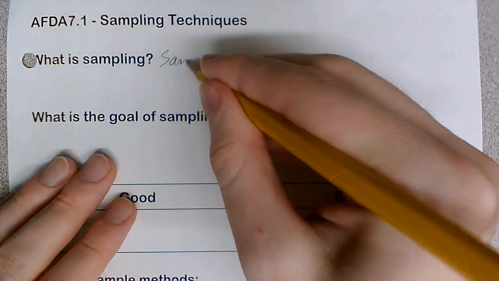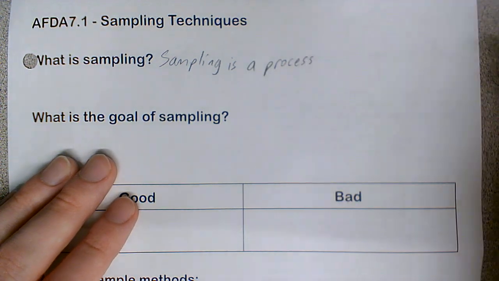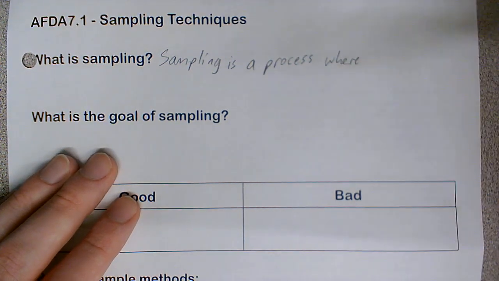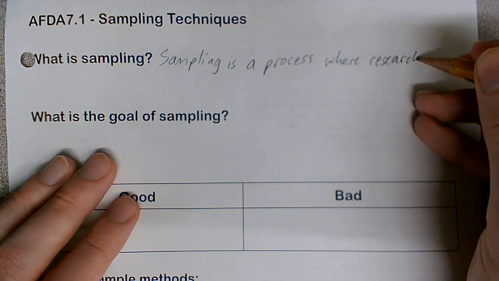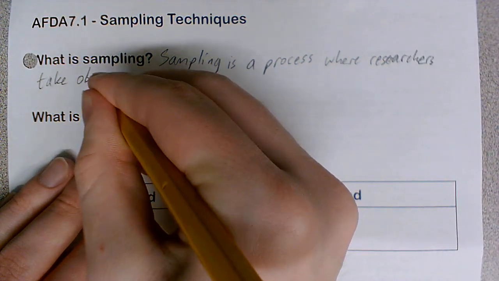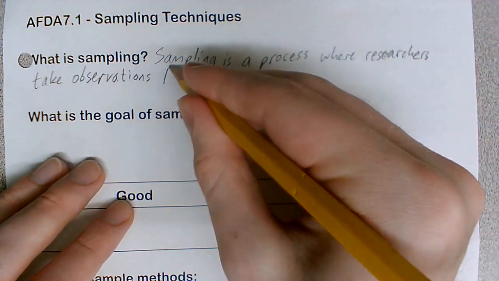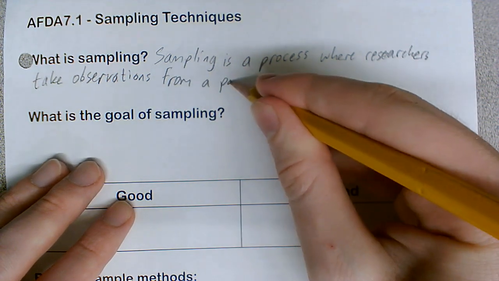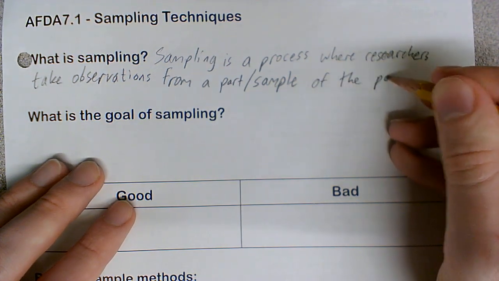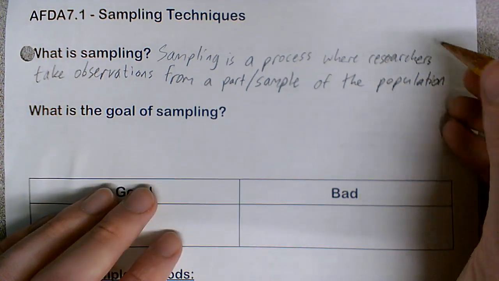Sampling is a process where researchers, or whoever is conducting the survey, take observations. Instead of taking observations from the entire population, they take observations from a part / sample of the population. So a sample of the population is a small part of the population.